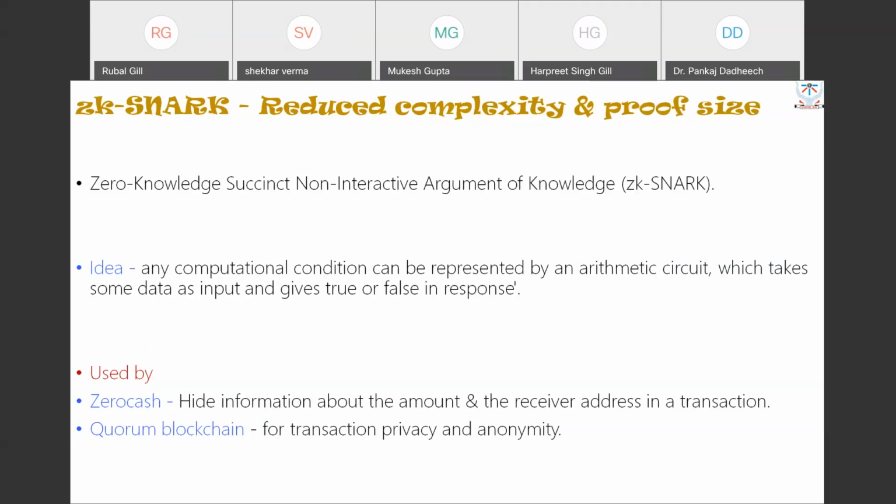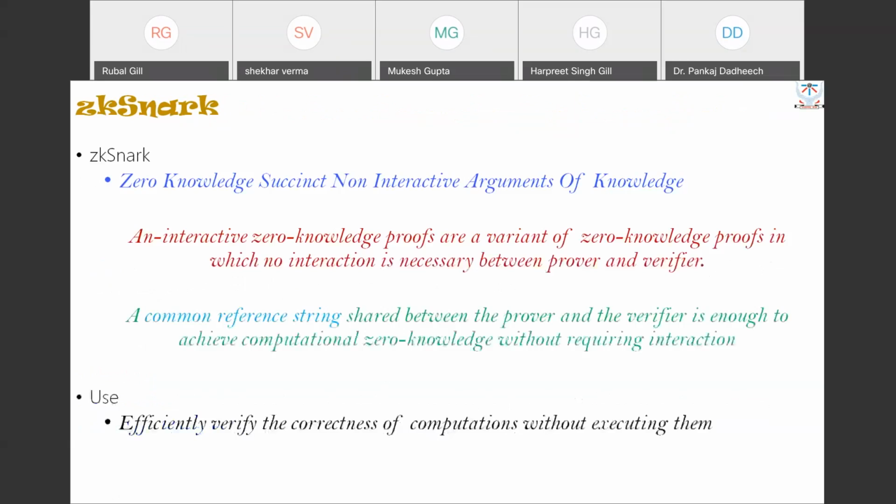So what do I do there? I use an arithmetic circuit, and I'll show you a short proof so that you have an idea of what is actually happening. Just a peek into what is happening here. So allow me. What is ZK SNARK? It's a zero knowledge, succinct, non-interactive argument of knowledge.